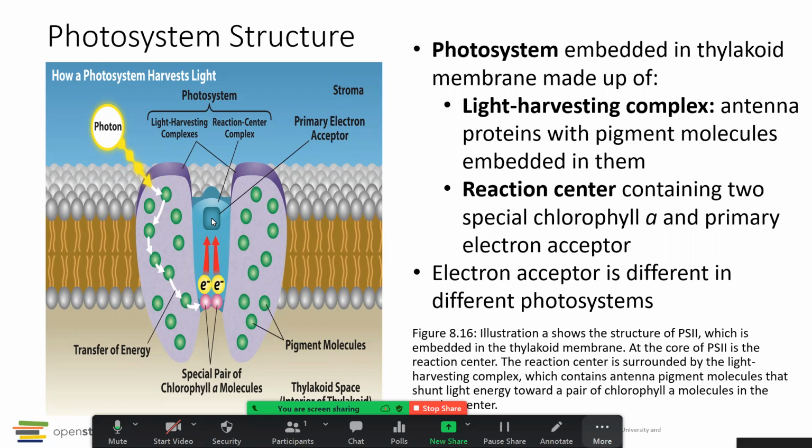And then there is an electron acceptor. You don't need to know the names of the electron acceptor molecules for this class, okay? But there are two different photosystems and they have different electron acceptors, okay? It's okay to just know that there is an electron acceptor. Okay, so up next, we're going to talk about the first set of reactions that happens along this membrane and inside the thylakoid. Those are the light-dependent reactions.